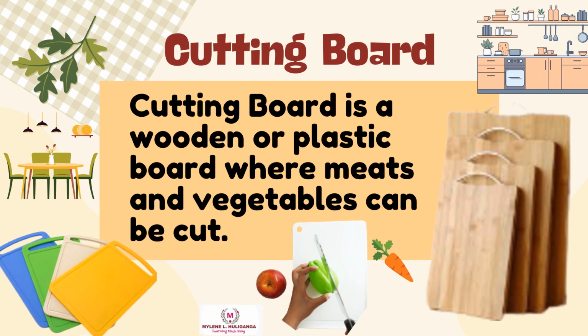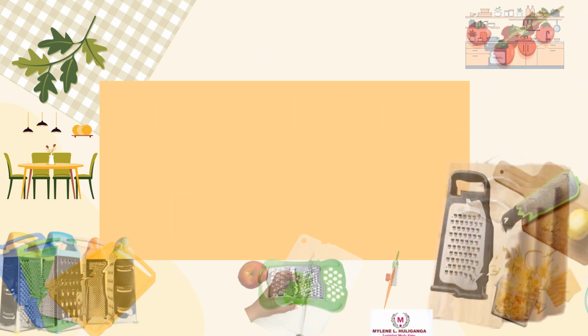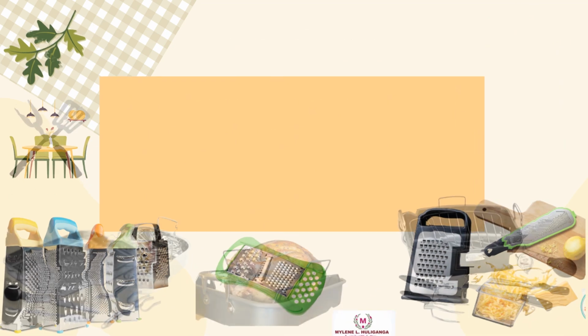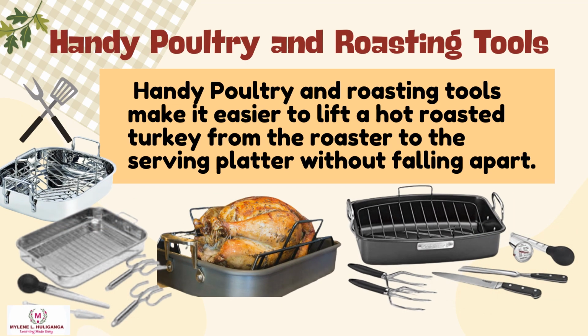Cutting board is a wooden or plastic board where meats and vegetables can be cut. Graters are used to grate, shred, slice, and separate foods such as carrots, cabbage, and cheese. Handy poultry and roasting tools make it easier to lift a hot roasted turkey from the roaster to the serving platter without falling apart.